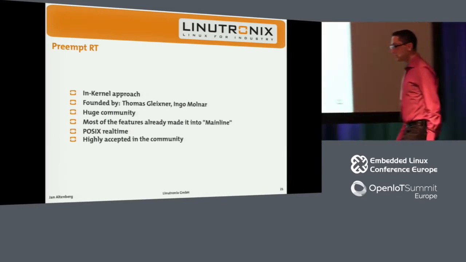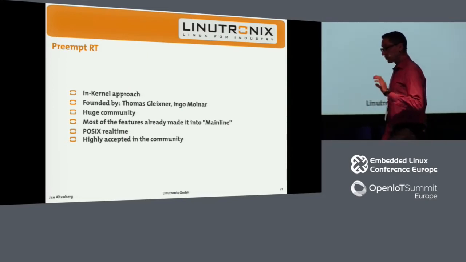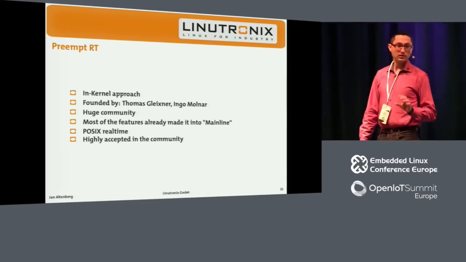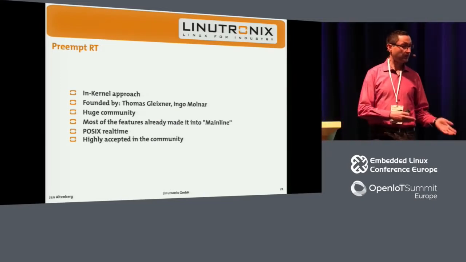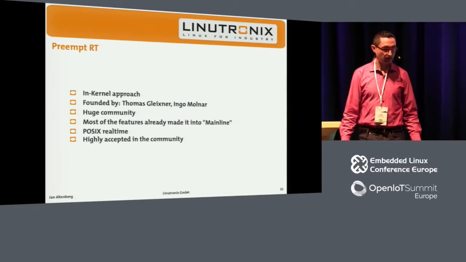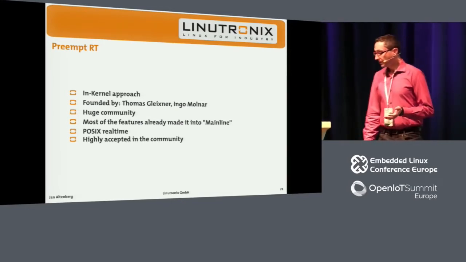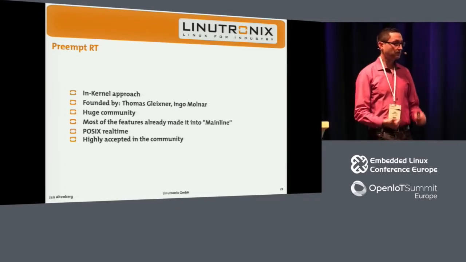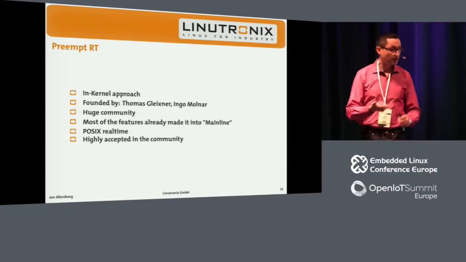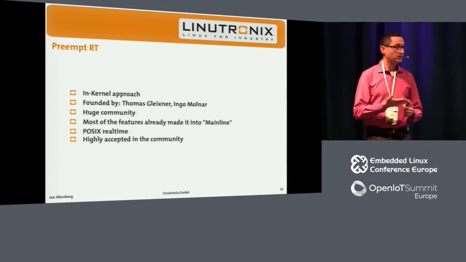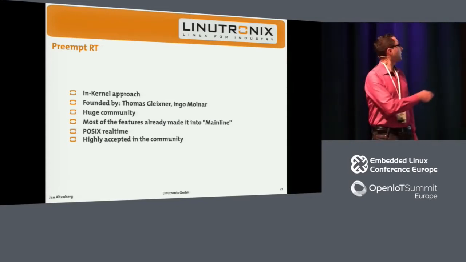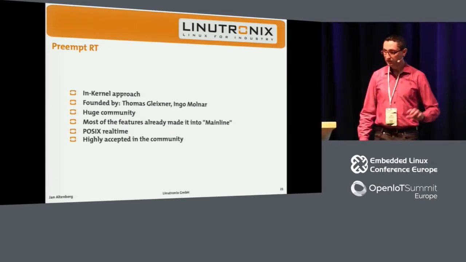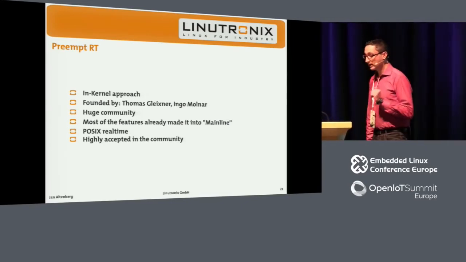The reason for this huge community is that most of the parts of this development are right now already included in the Linux kernel. So 80% of their development already made it into Linux. So that's the reason why they have a huge community. If you're using Linux nowadays and look into the timers, the interrupt handling, tracing infrastructure, priority inheritance and all that stuff, all these features were originally developed for the real-time preemption patch and were pushed back into mainline. So this is the reason why we have so many users for this approach.